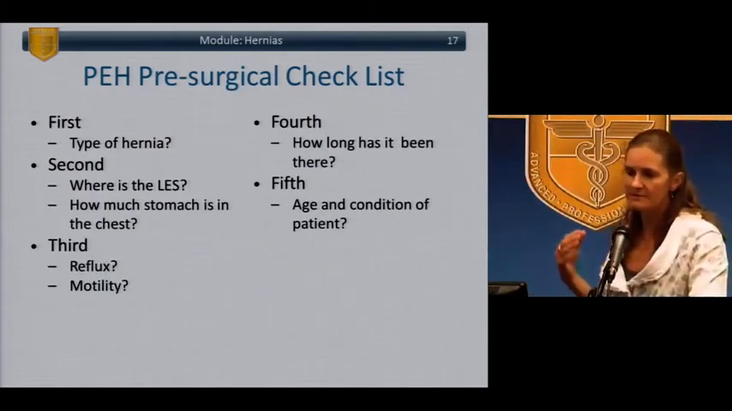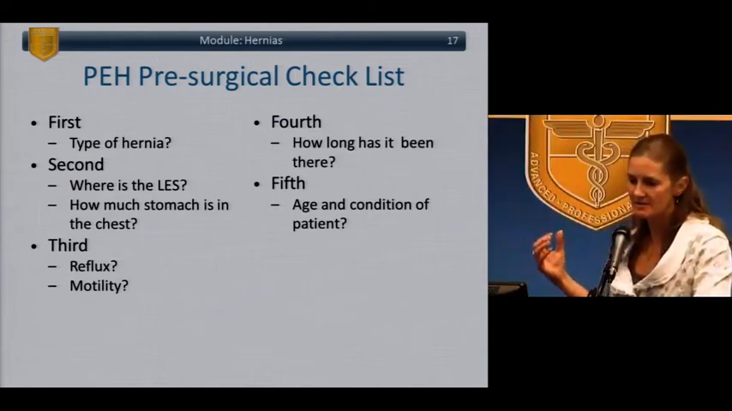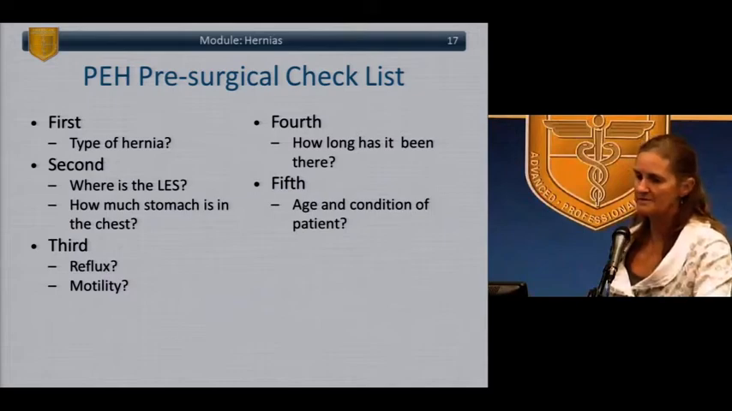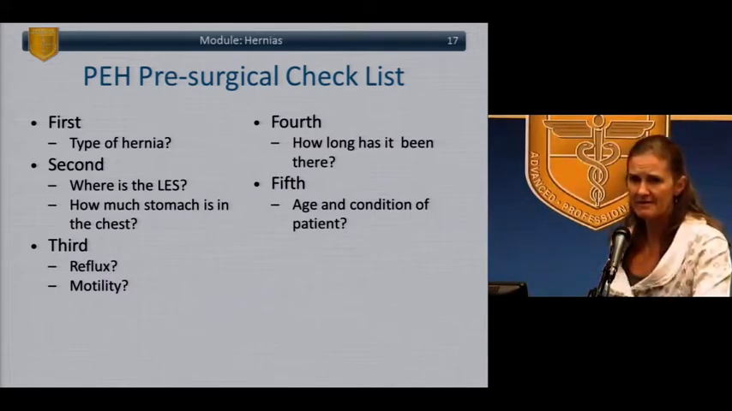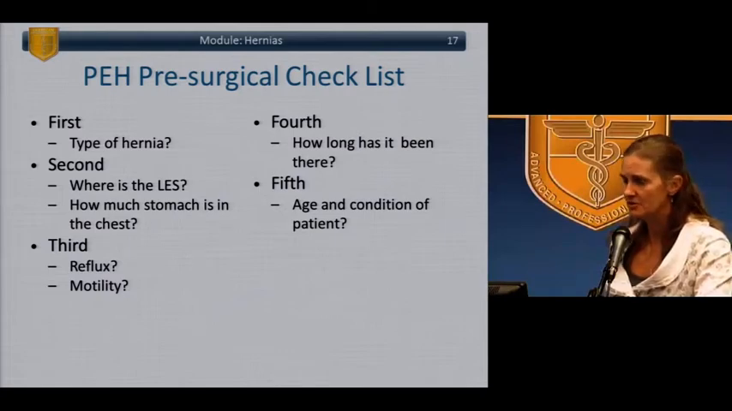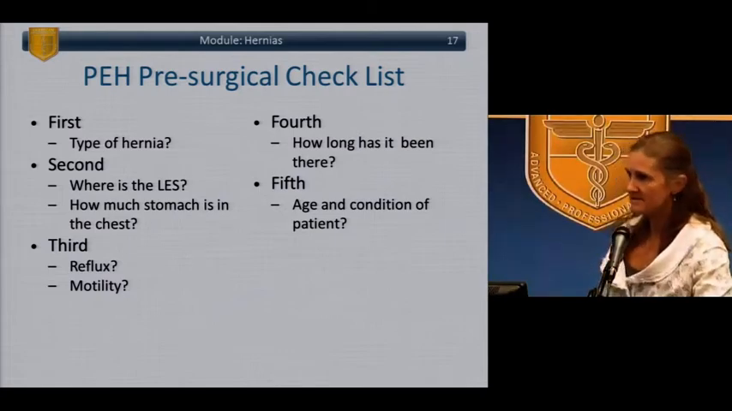So I came up with this little pre-surgical checklist in my head. First, what's the type of the hernia? Second, where is it? How much of the stomach is in the chest? Third, do they even have any symptoms of reflux? And you should look at their motility. Fourth, how long has it been there?